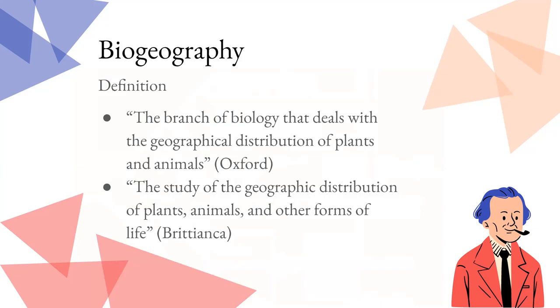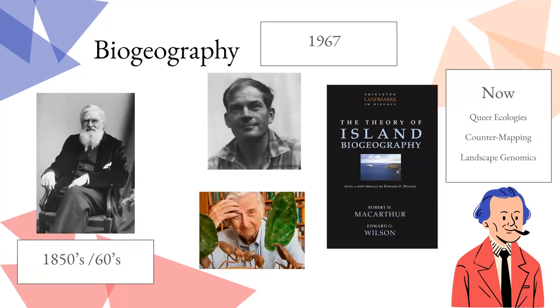And then biogeography, our definitions. We're going to use the Oxford definition to reference Tolkien's roots. So it's the branch of biology that deals with the geographical distribution of plants and animals. That's very biology heavy. I like the second one better, Britannica: the study of the geographic distribution of plants, animals, and other forms of life. I like that one a bit more because it situates us within a geographical lens rather than a biological lens.